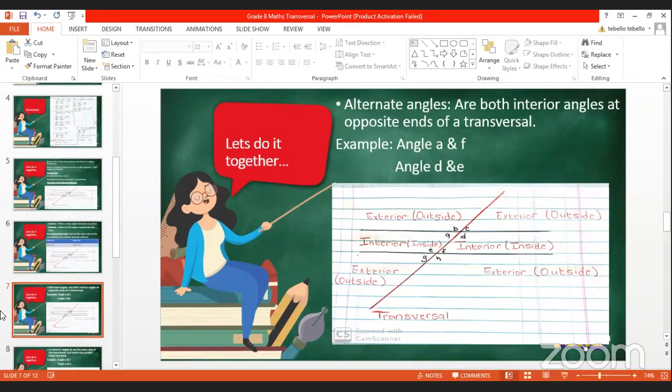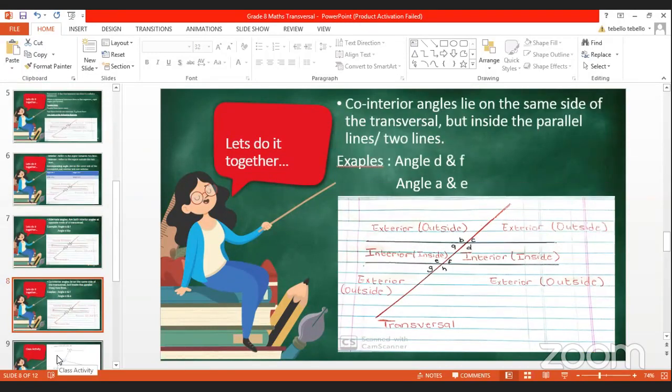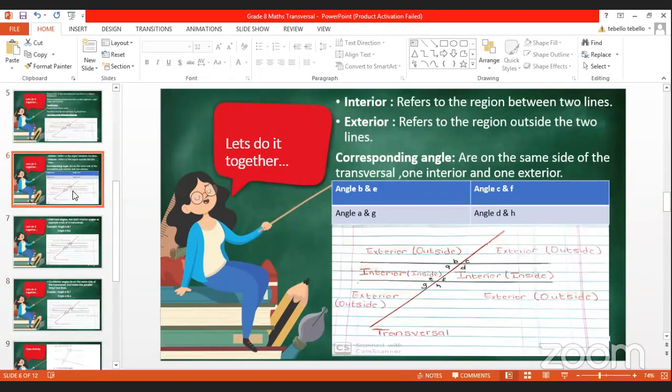Okay, so let's move on to the last one. The last one will be co-interior angles, which lie on the same side of the transversal, but inside the parallel lines. So on the same side of the transversal, on the left-hand side and on the right-hand side, there's no opposite in this case, and again, we are only focusing on the interior, not the exterior. Guys, only the interior and on the same side. So our interior obviously has two sides. Our first pair will be D and F, and our second pair will be A and E, right? You can see that.